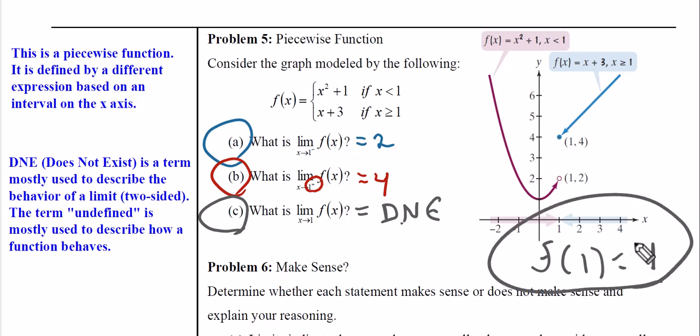So be aware, these are functions, function notations from Algebra 1, Algebra 2. Now we're doing the limits. And the one-sided limits, they existed and they were converging towards a particular number. But in part C, they weren't agreeing on what number to approach. And so that was D and E, which stands for does not exist.